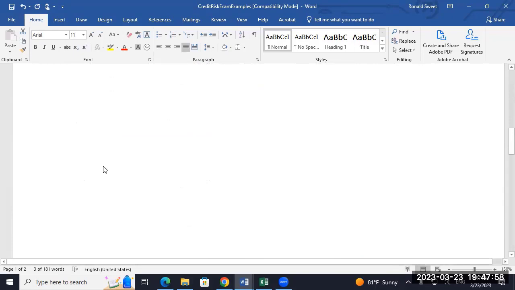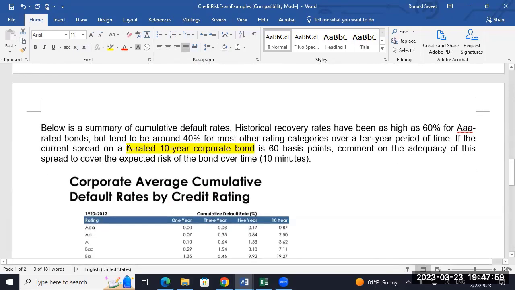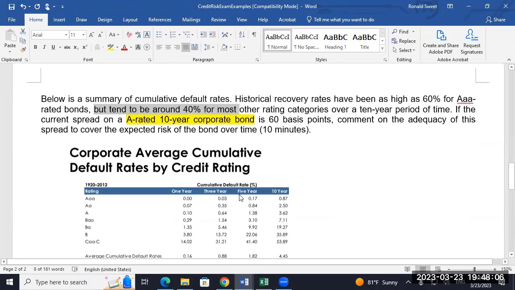All right, let's try another one if there's no questions. So here's an A-rated bond. Again, the 40%, so A rated.